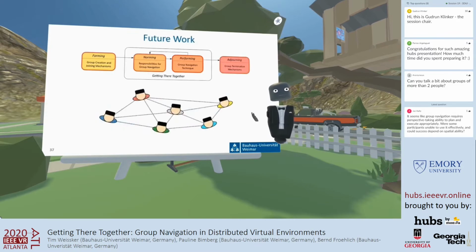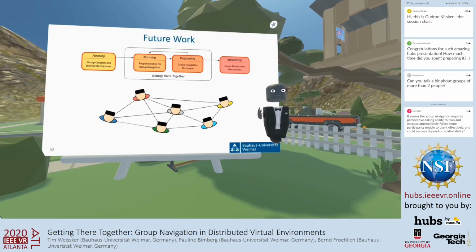So the big question now is, what's next? Next, we can perform technique developments and user studies in all 4 phases of the joint navigation process. And in the long run, we would like to aim for scalable group navigation techniques that allow more than 2 users to get somewhere together.